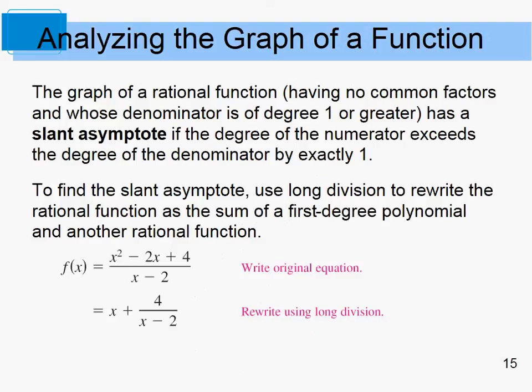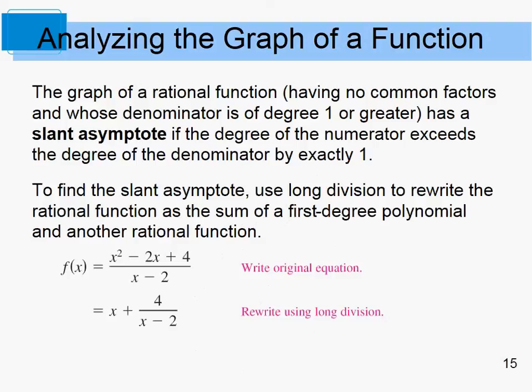Now, be careful what it says: having no common factors and whose denominator is of degree 1 or greater. So the denominator has to have a variable in it. If the degree of the numerator is exactly 1 greater than the degree of the denominator, then it's going to have a slant asymptote. To find it, we're going to use long division to rewrite the rational function as the sum of some first-degree polynomial and some other rational function. So we're just going to do long division on it.